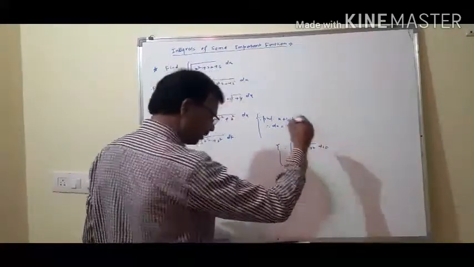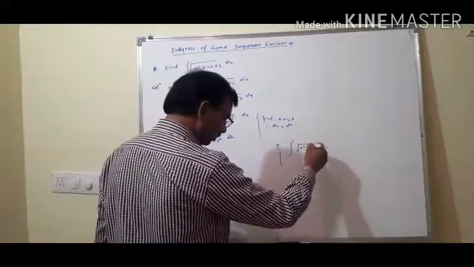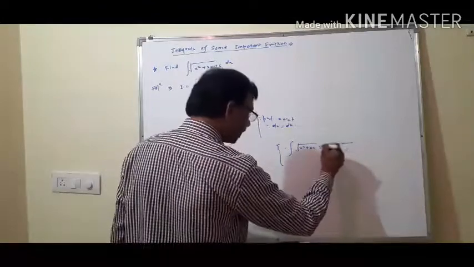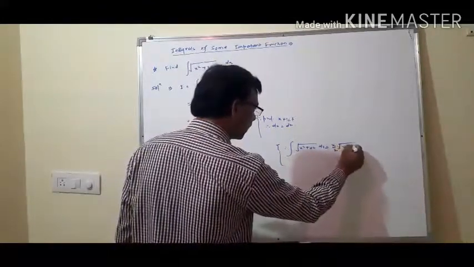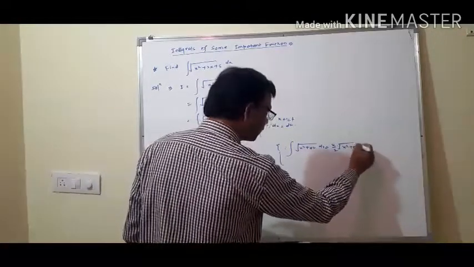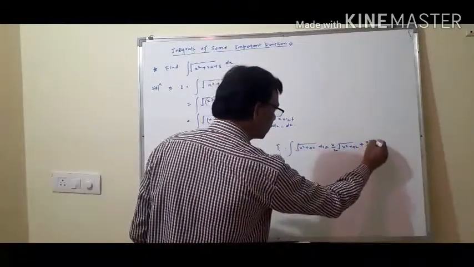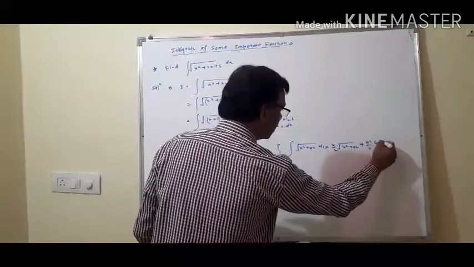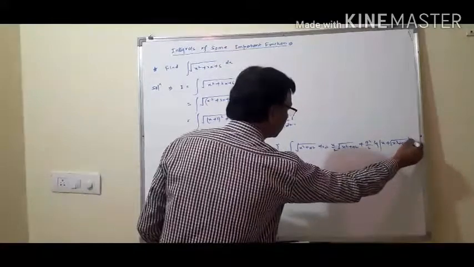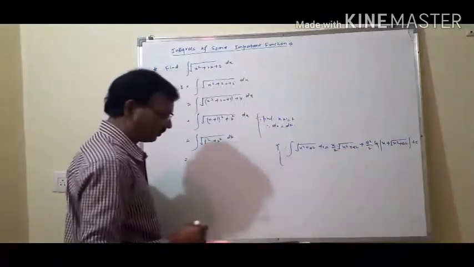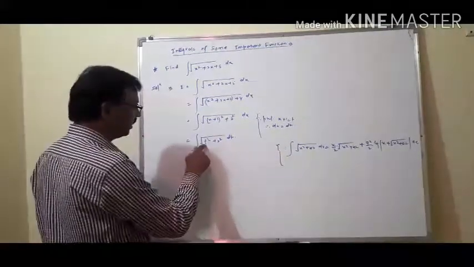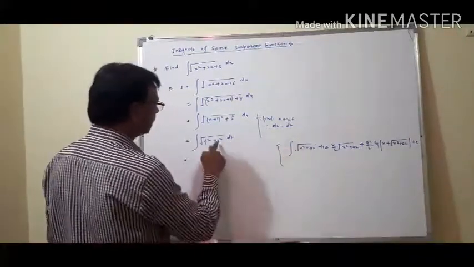dx equals x by 2 into root under x square plus a square plus a square upon 2 into log of x plus root under x square plus a square plus c. This is the formula. So in the place of x we are given t and in the place of a we are given 2.